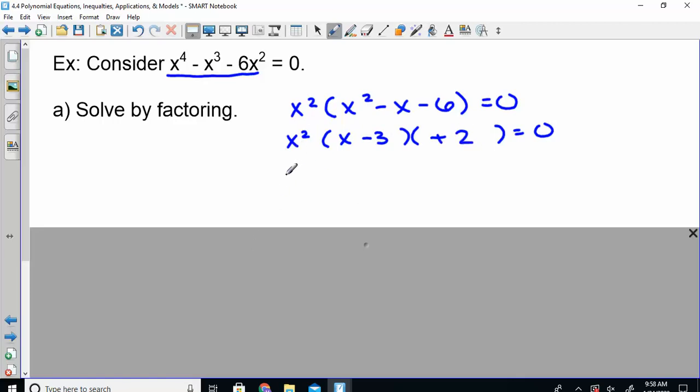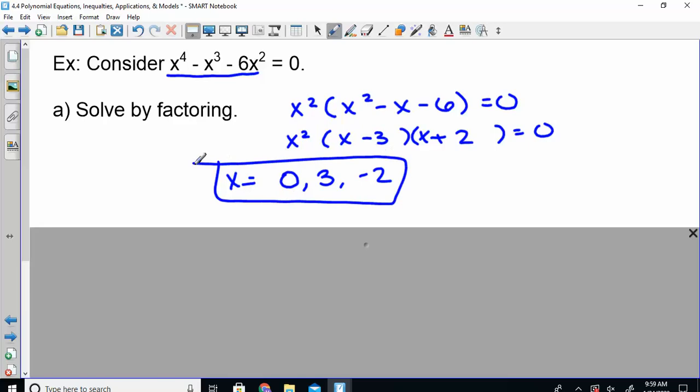Okay, so what are my solutions? The x squared gives me a 0. What about x minus 3? 3, and -2. So that's what my x would equal.